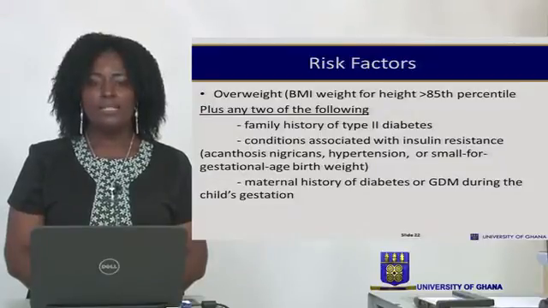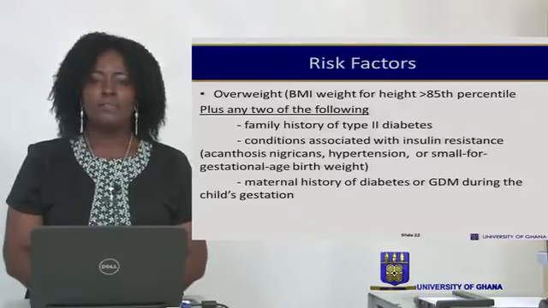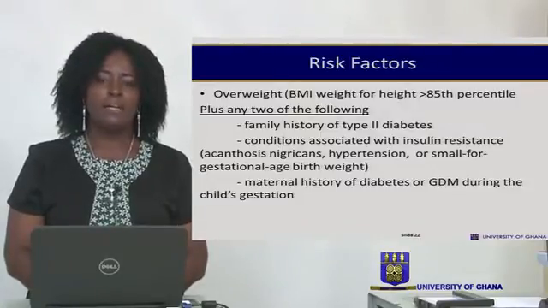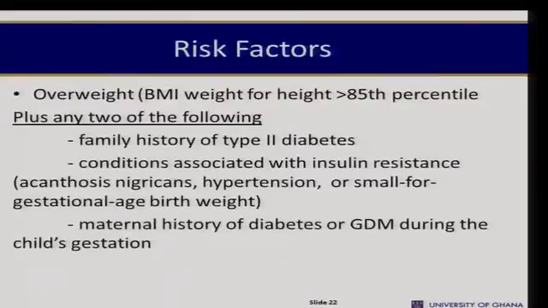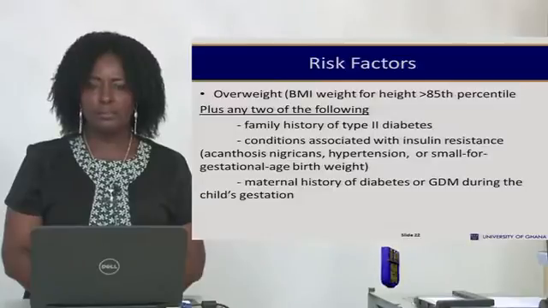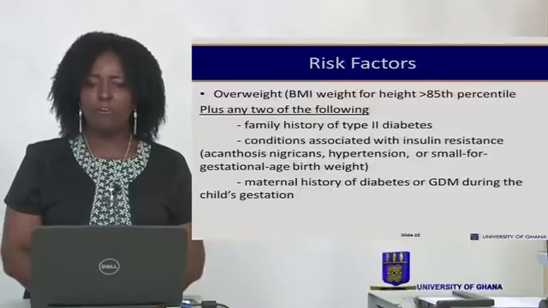In addition to that, any of the following risk factors may add up: a family history of type 2 diabetes, or the child having other conditions that are associated with insulin resistance, such as hypertension or acanthosis nigricans, what you may see as black marks on the skin of some children, or some skin deformities.